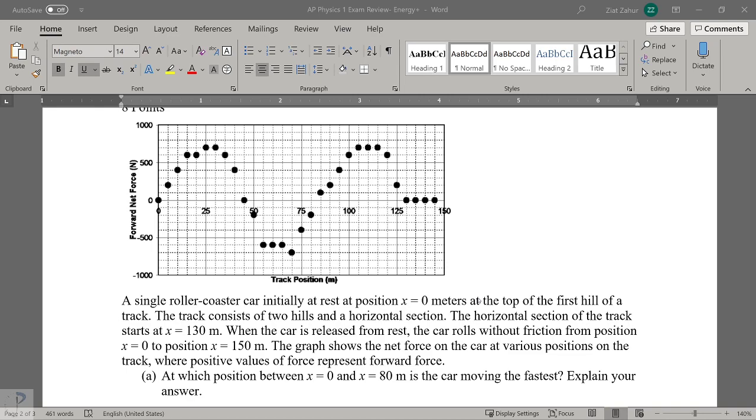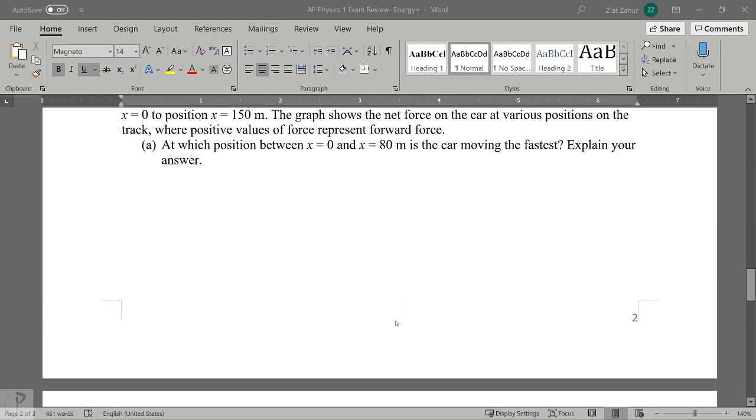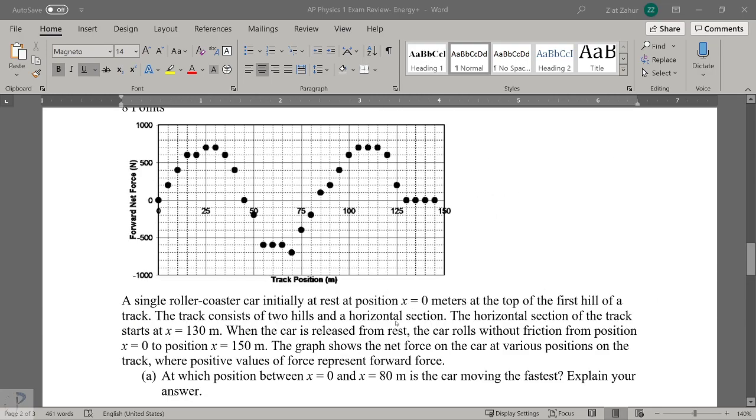So let's go and see if you can answer this one, part B, and then we'll talk about it tomorrow. Between which two points, between which two track positions does the car travel uphill? Or you could just rewind the video.